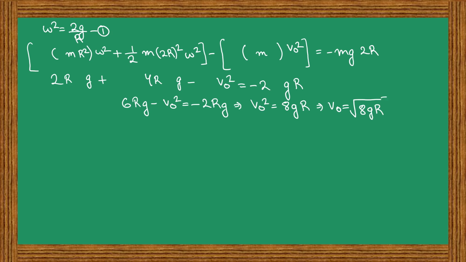So this is the minimum velocity, or this is the maximum possible velocity, such that the ring will not jump off the place. Okay.